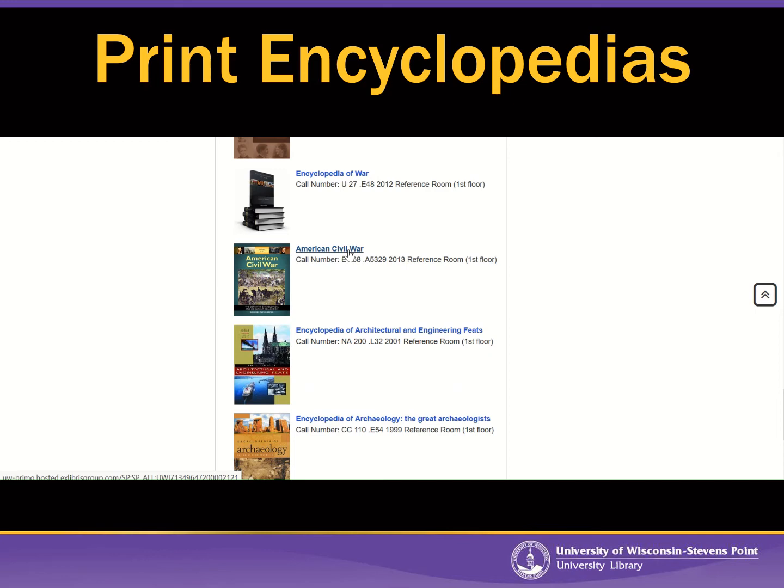Now, reference books are located on the first floor of the UWSP library in the reference room. You find them by call number. That is important. You need the call number to find the book. We don't shelve our books by title, and we don't shelve by author. We use call numbers. The call number is this alphanumeric symbol right here, and it tells you where the book is physically shelved in the reference room.